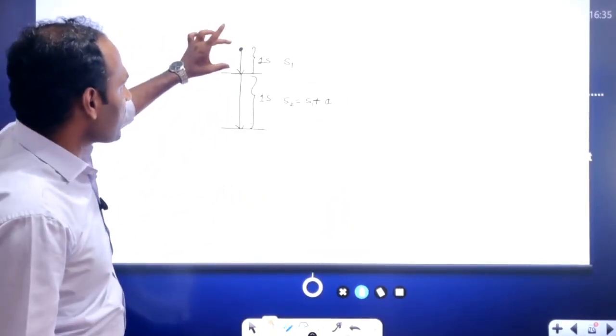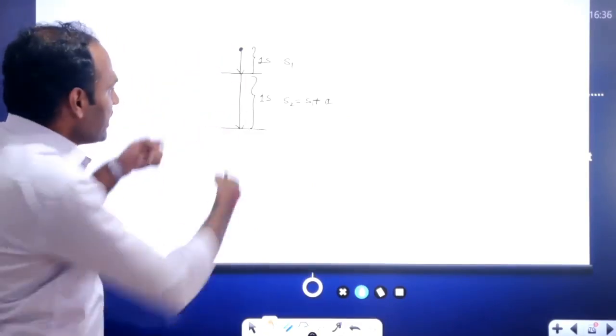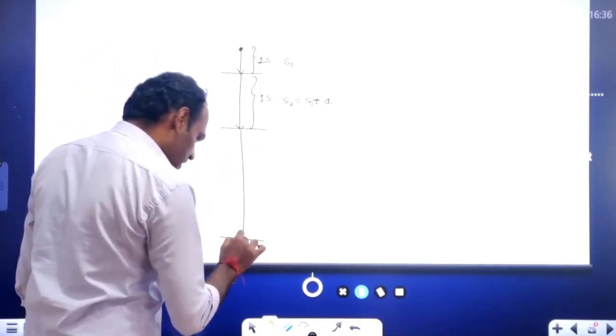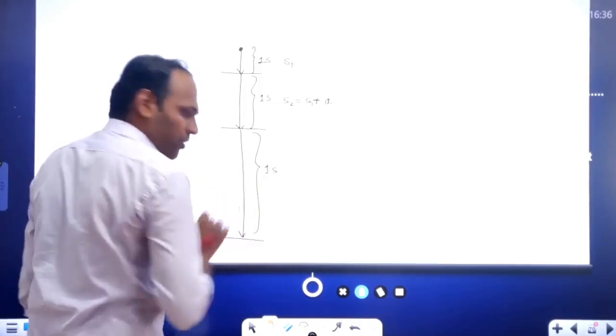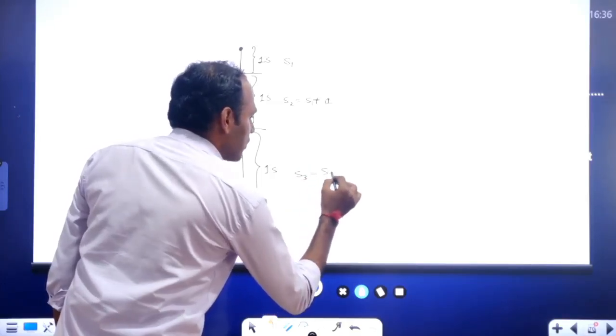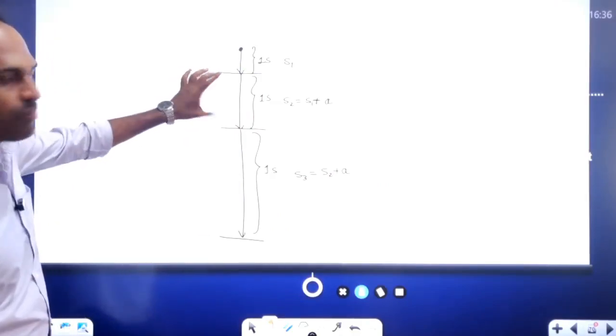The distance traveled in the next 1 second is more than the distance traveled in the first 1 second, and the distance traveled in the following 1 second is more than that. Here also it will take a time of 1 second only. But the distance traveled in this third second will be equal to again S2 plus A. It will be greater than the distance traveled in the previous.